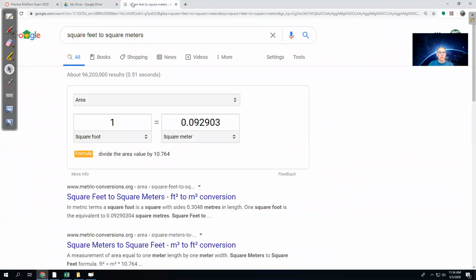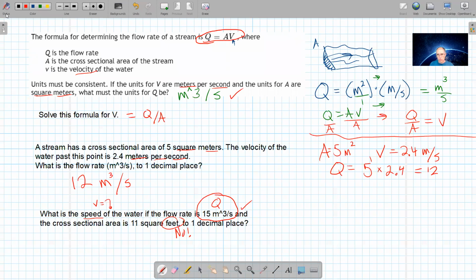11. So if I put 11 square feet there, it says it's about 1.0, I'm going to go with all those numbers, 1.02193. Okay, let's try that. So let's see, A looks to be about 1.02193. Did I get that right?